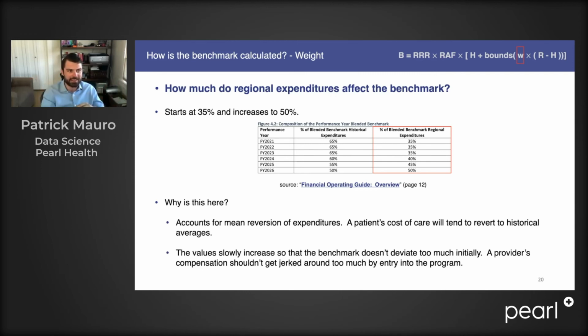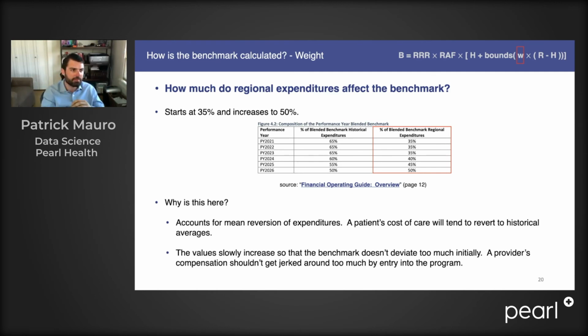This is kind of crazy. This is where it gets a little obscure. But basically, it's pretty well known. CMS knows that any deviations from the average in the total cost of care are largely acute. These things don't happen and persist for all of time. And we call that, statistically, mean reversion of expenditures.